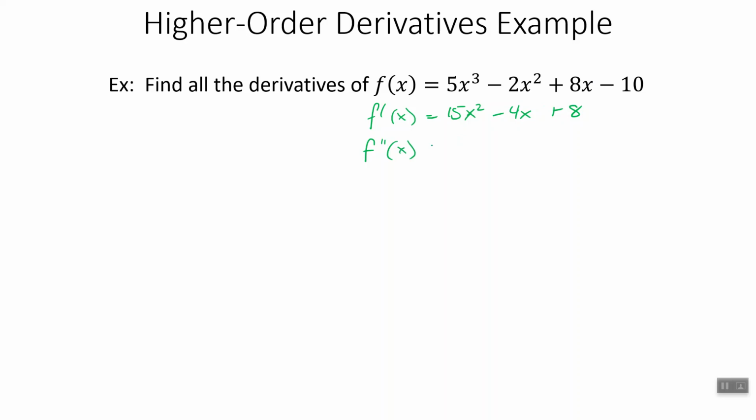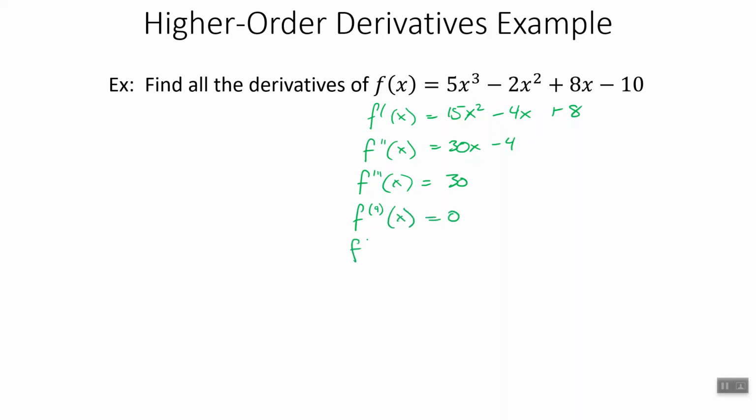To find the second derivative, just more power rules. 30x minus 4, derivative of 8 is 0. All right, third derivative, we're still writing primes. We get 30, and derivative of 4 is 0. Fourth derivative, so now we don't write primes anymore. We put a little 4 in parentheses. Derivative of 30 is 0.